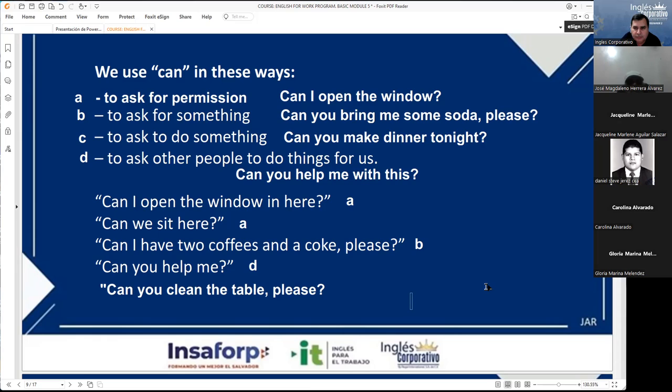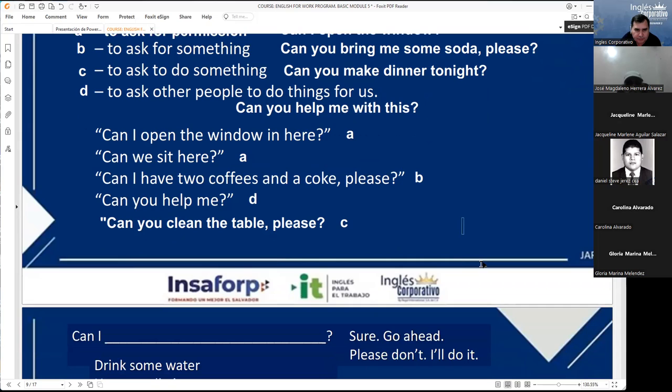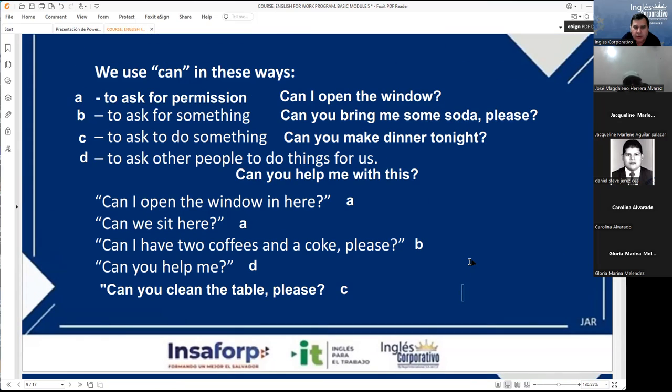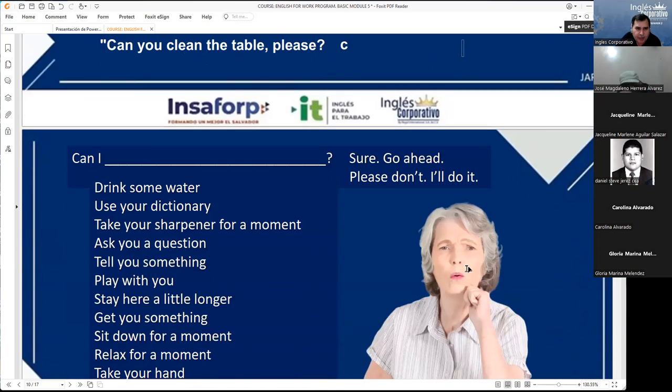This is a table. This is not permission. No. This is asking another people. He's asking another people what? The paper clean the table. Okay, you are asking to do something. Letter C, right? You're asking to do something. Can you clean the table, please? Can you clean the table, please? Yeah. All right.